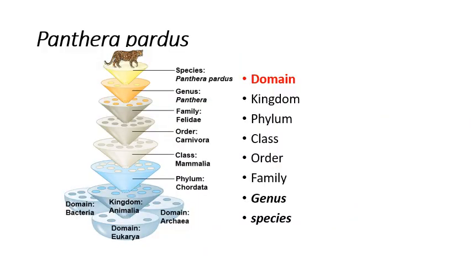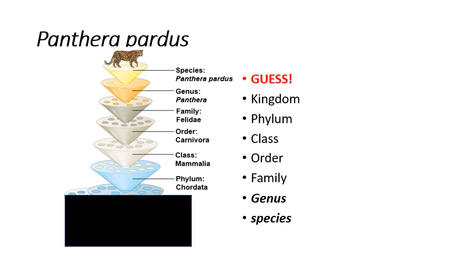Let's take a look at an example of phylogeny. The panther: the genus name is Panthera, and the species name is pardus. Which domain does the panther belong to? Clearly it is a eukaryote. Every cell inside the panther has a nucleus, so it must be a member of the domain Eukarya. It also happens to be a member of the kingdom Animalia, but that term has fallen out of favor in the last few years.